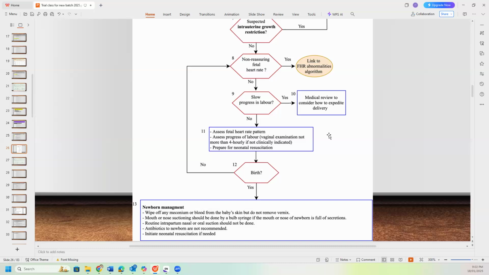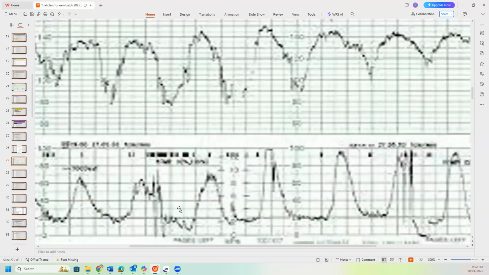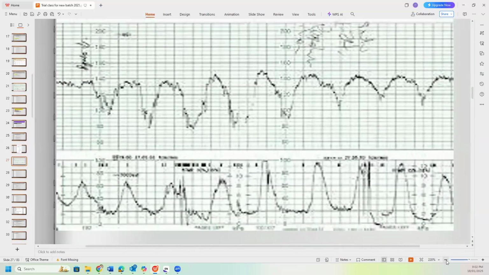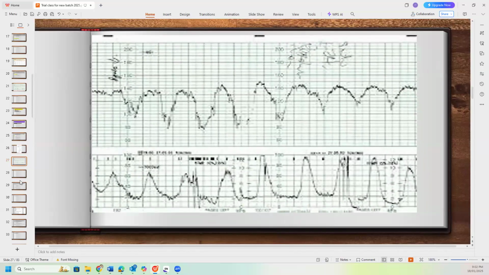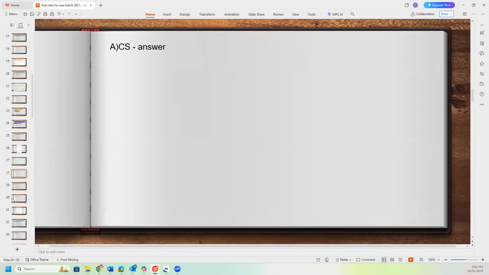You expedite the birth, and this newborn will definitely require resuscitation. So you make sure that you call the pediatric team on call as well. Okay. Too big. Is it clear, guys? Cesarean section is the answer.